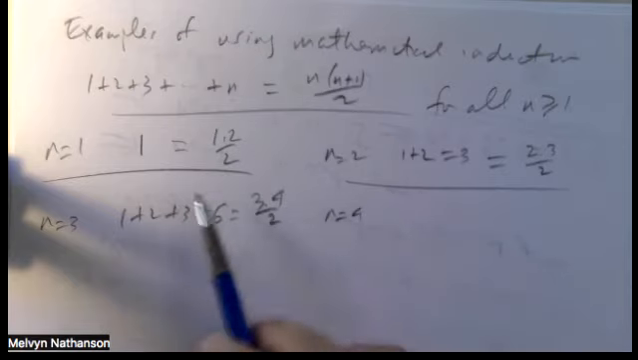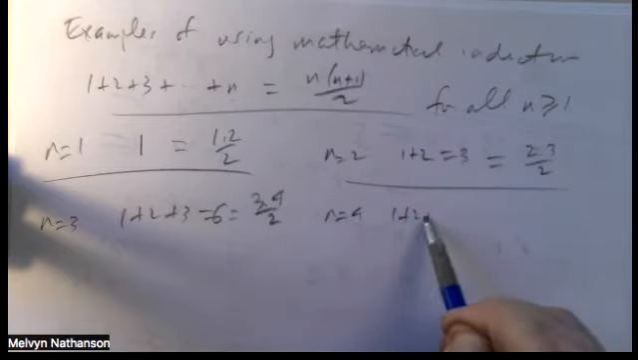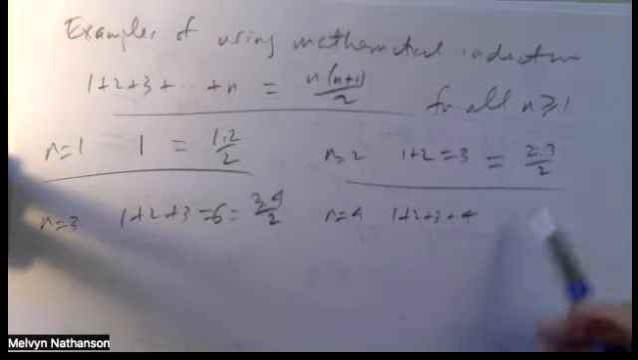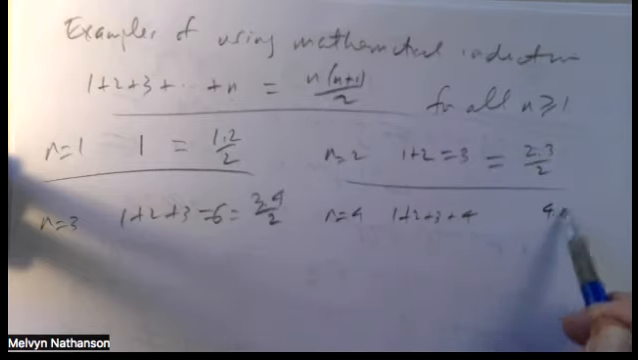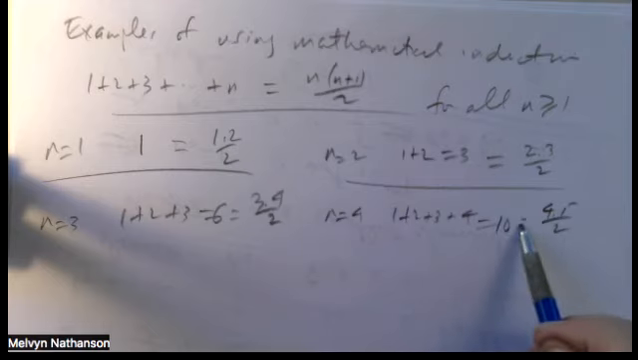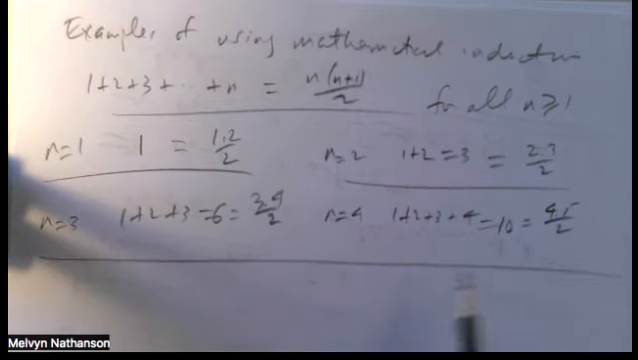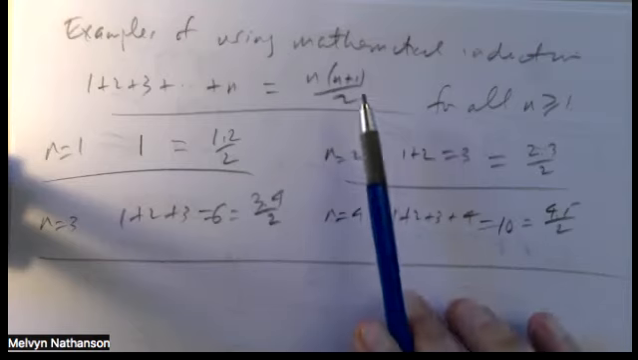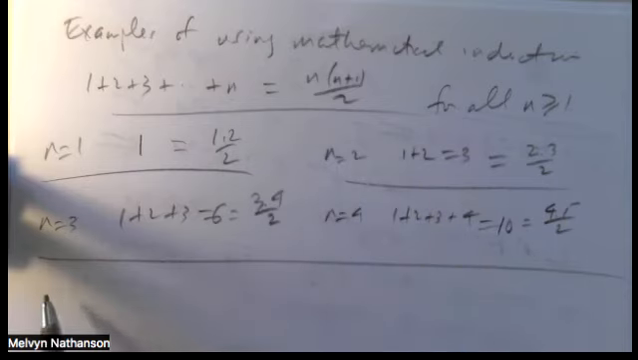When n equals 4, on the left, 1 plus 2 plus 3 plus 4. On the right, 4 times 5 over 2, and you can check, they're both equal to 10. So this statement is true for n equal 1. And then we just checked it's true for n equal 2, 3, and 4.